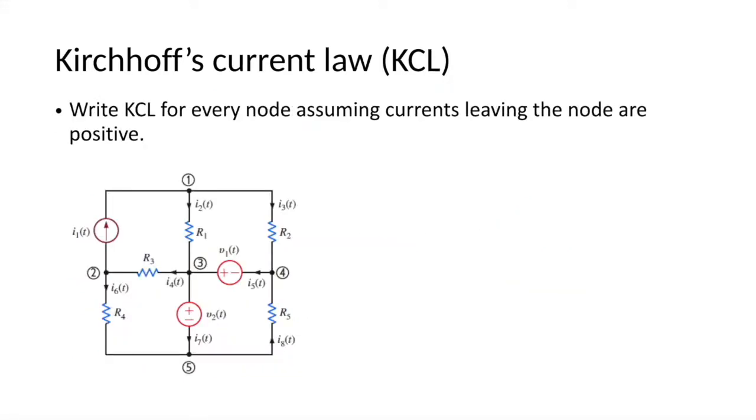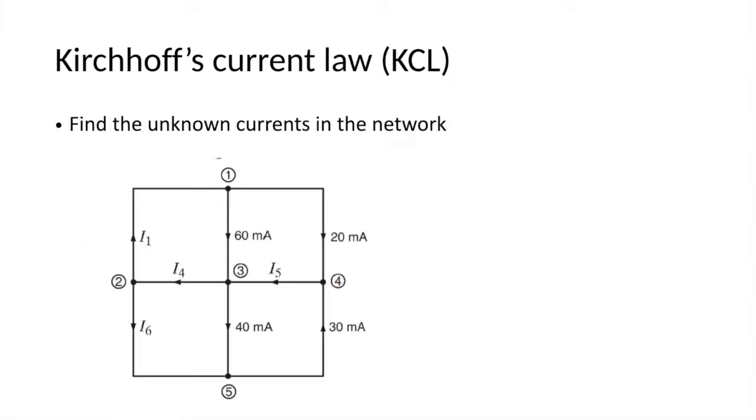Let's take a look at an example. Write down the KCL for every node, assuming the currents leaving the node are positive. So let's take a look, for example, at node 1. There are 3 currents, I1, I2, and I3, right?